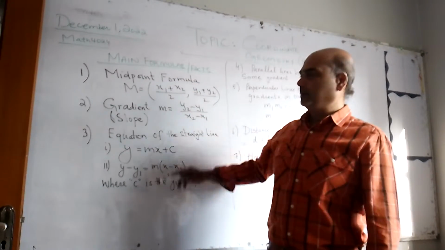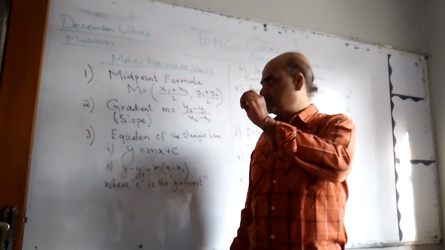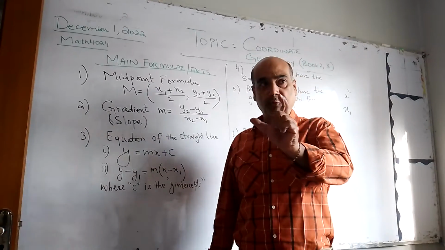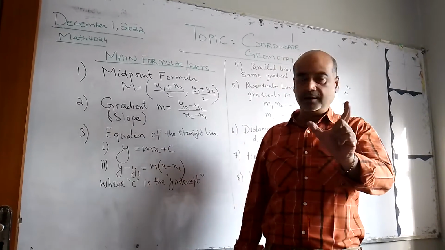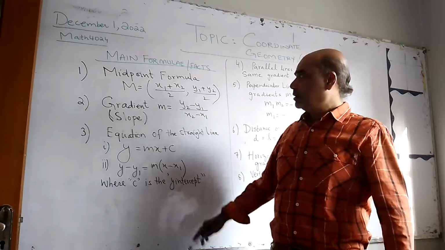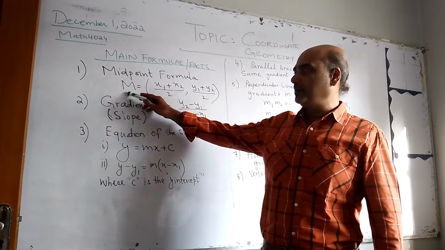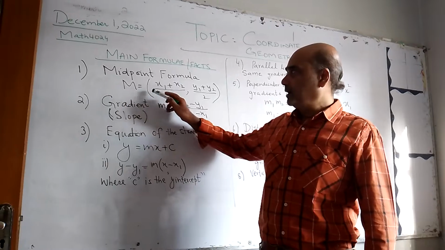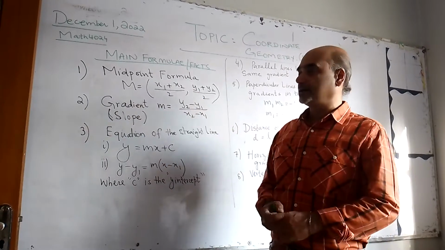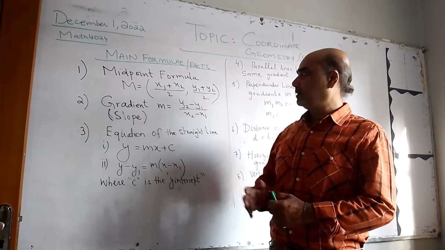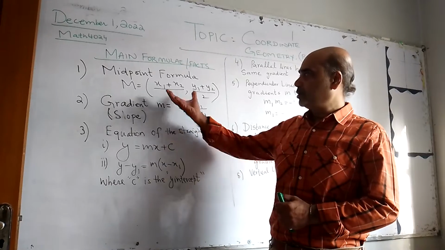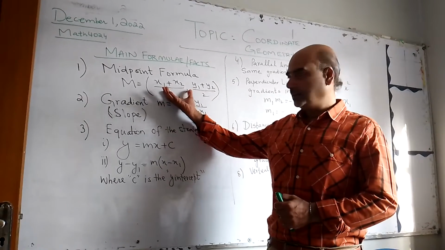Midpoint formula. Midpoint is the central point of any two points joined together as a line segment, for example. So the midpoint formula is generally represented by capital M equals x1 plus x2 upon 2, y1 plus y2 upon 2. So your answer will be in the coordinate form.